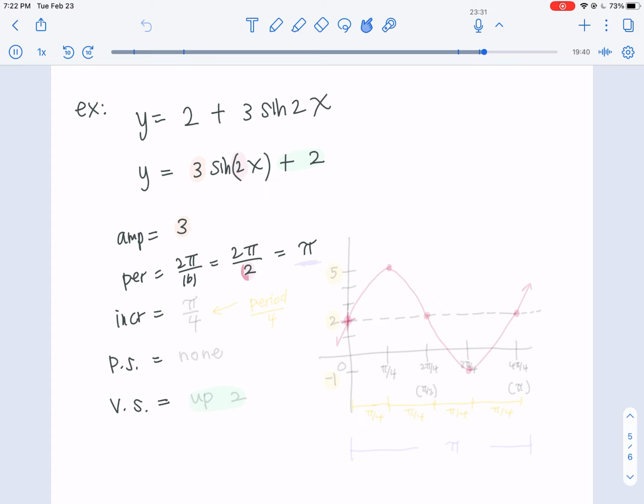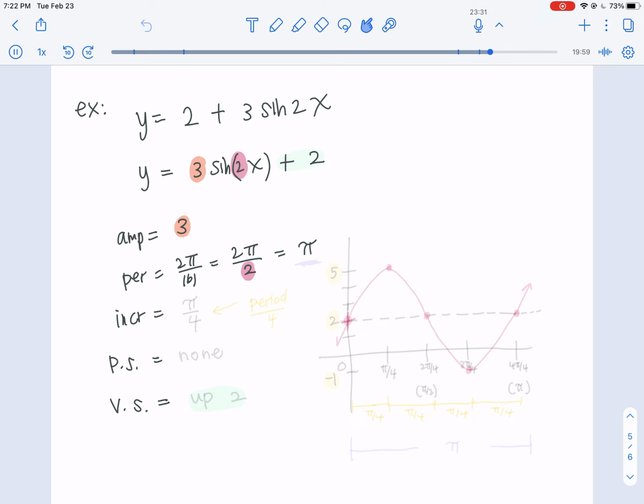Yes. How is the b 2? So b is the coefficient of x. So the number in front of x is the b value, right? And then the number in front of the sine, right? That's your a. Yes, tells you the amplitude.